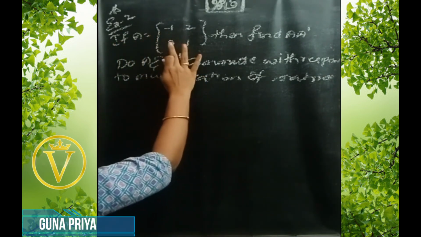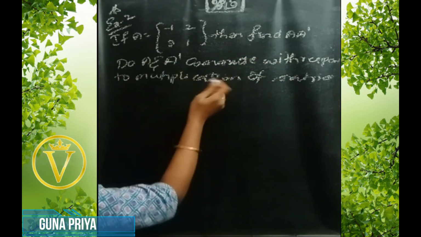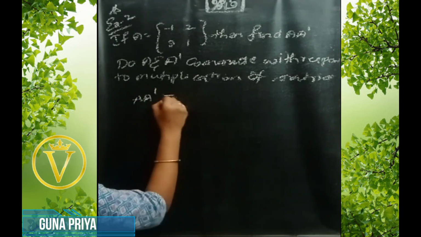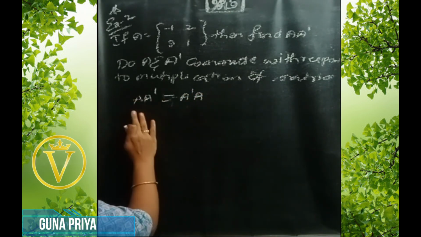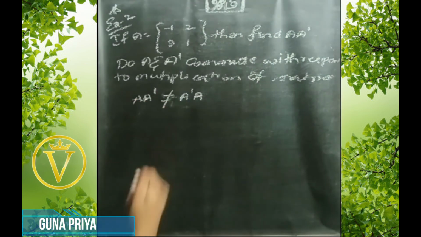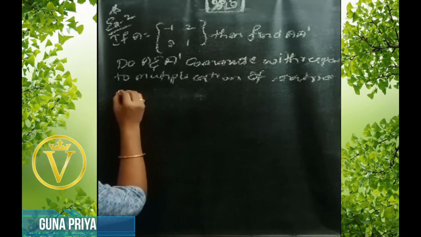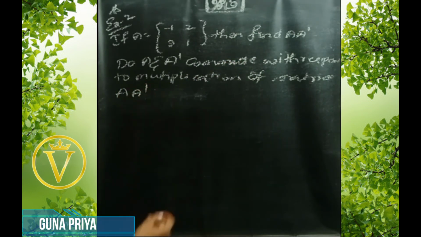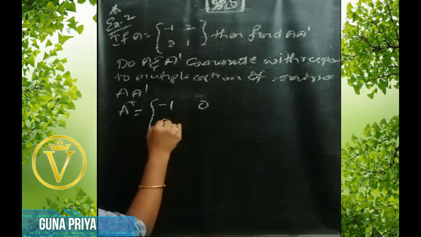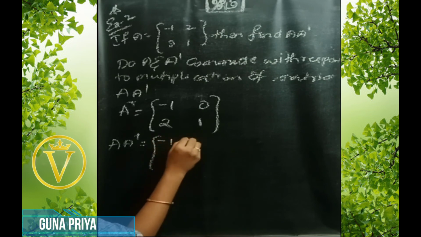So what they have given? They have given one A matrix and we have to find out A transpose. To compute means nothing but we have to do here A transpose, and check whether A transpose A equals A A transpose or not. We have to show by proving this problem. First we'll go for A transpose. To find out A transpose, that is -1, 0, 2, 1. Now we'll go for A transpose.